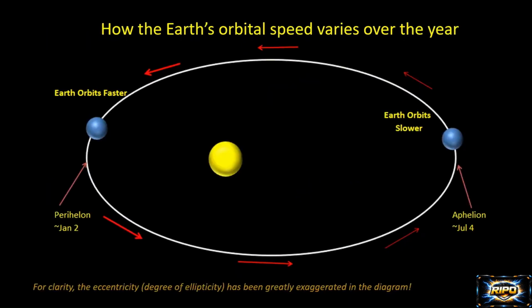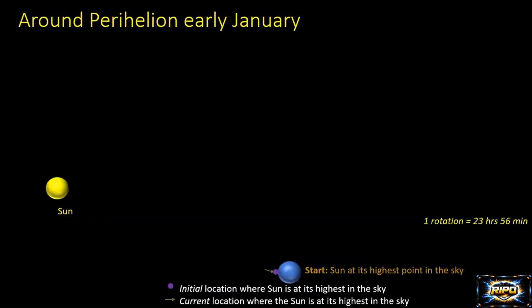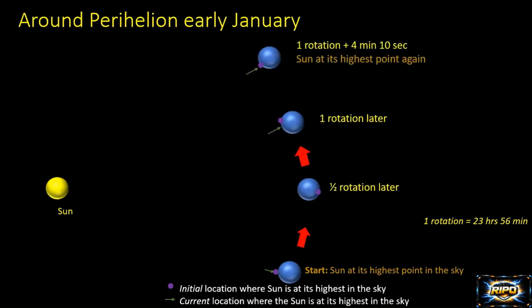Because the Earth's orbit is elliptical, its distance from the Sun varies during the year. It is at its closest in early January, furthest away in early July. When the Earth is closest to the Sun, it moves more rapidly in its orbit, and when it's furthest away, it moves more slowly. In January, when the Earth is moving at its fastest in its orbit, it takes slightly more than one rotation plus 4 minutes for the Sun to be at its highest point in the sky on the following day. So this means that the solar day is slightly longer than 24 hours.